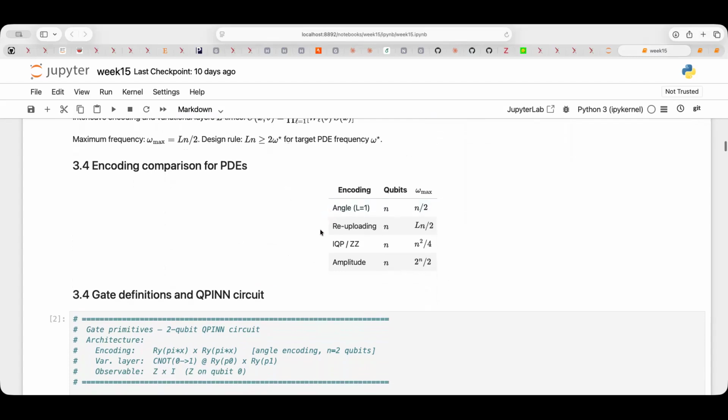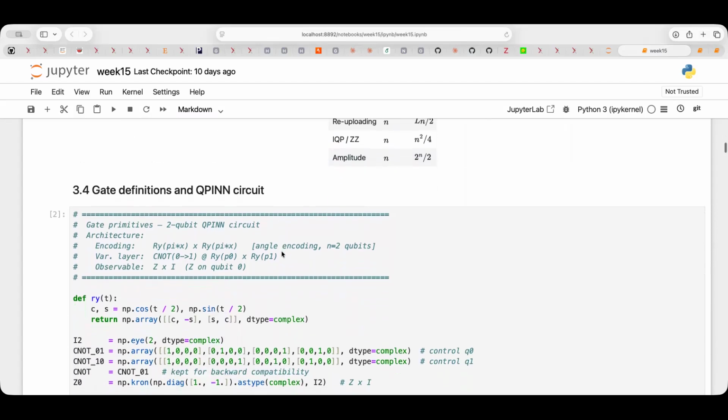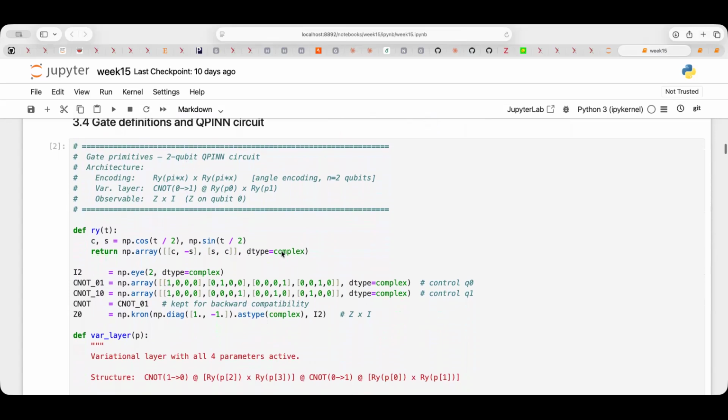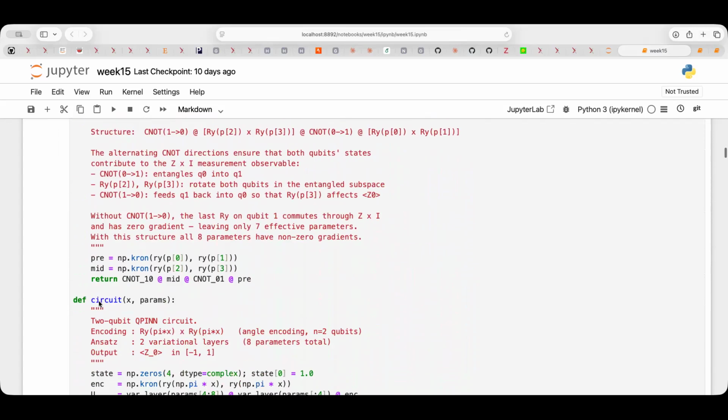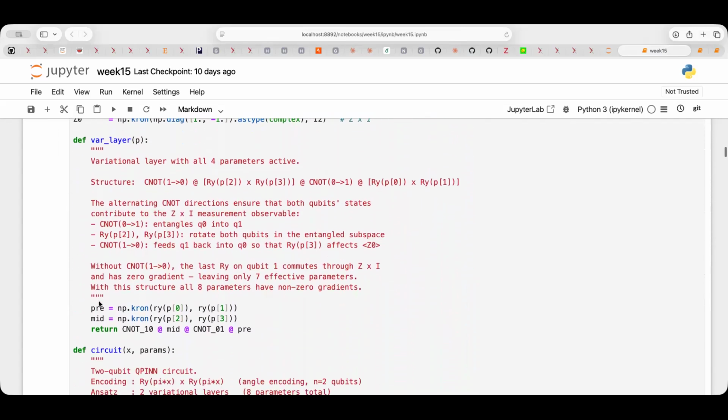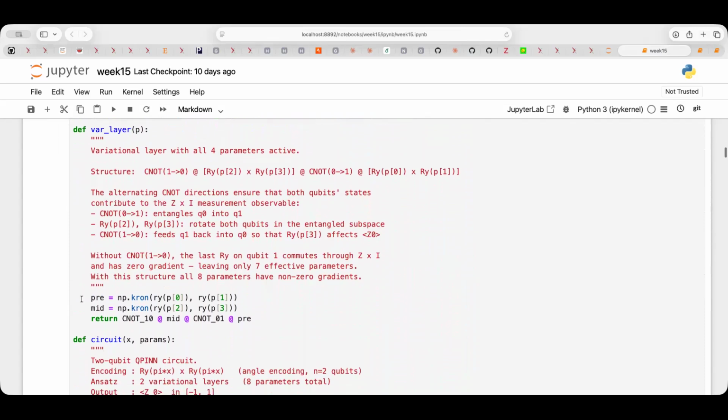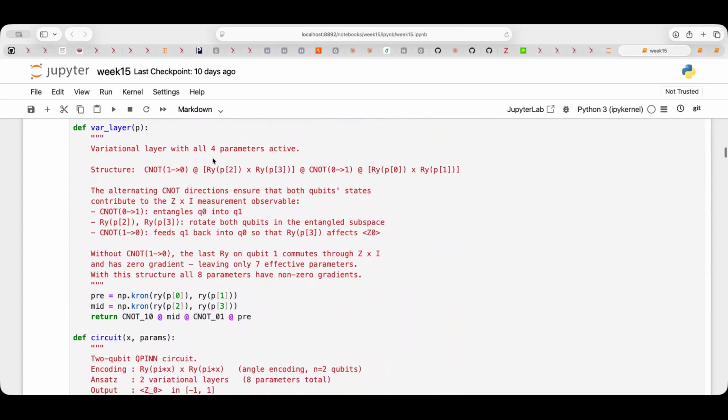We have the angle encoding, the reuploading, amplitude, etc. We need to define the gates again, like we did previously. So we have the different gates here. We have the RY, we have the C0, 01, C0, 10, etc. So these are the typical gates. We define the layers, which are the variational layers with 4 parameters active.